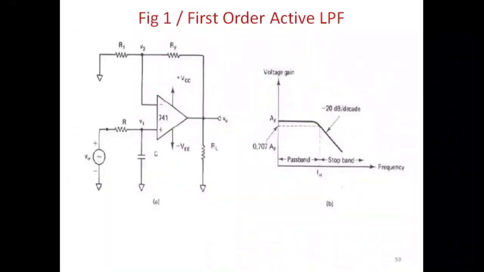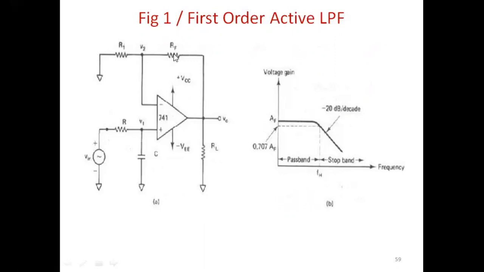We can construct an active low pass filter either in inverting configuration or non-inverting configuration. That means we can connect an RC network to a 741 op-amp either in inverting mode or non-inverting mode. Inverting mode means the positive terminal will be grounded and the input will be given to the negative terminal. But in this diagram, figure 1, the negative terminal is grounded.